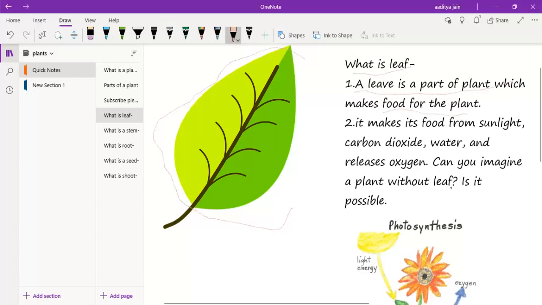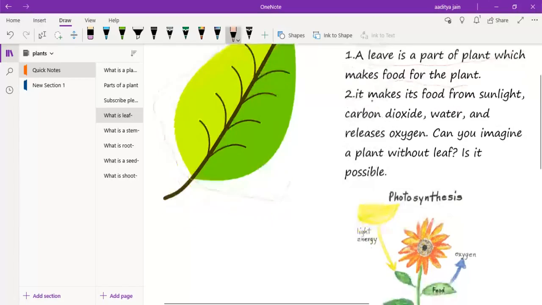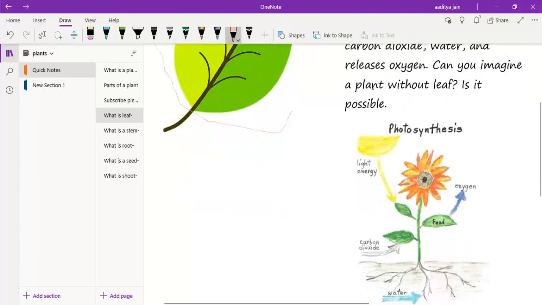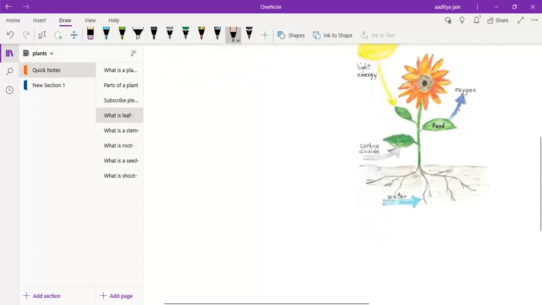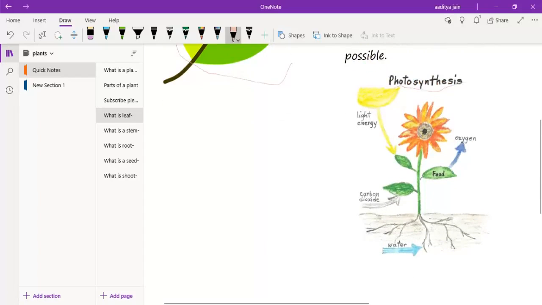Can you imagine a plant without leaf? Is it possible? Do you know, kids? Leaf is also known as the kitchen of the plant. This process of the leaf making food is known as photosynthesis. See, photosynthesis. How does it make food? It takes the sunlight, it takes water, it throws out the oxygen. Can you see? Through the roots, water is entering, and here it takes the carbon dioxide through the leaves. There are small pores present called stomata.